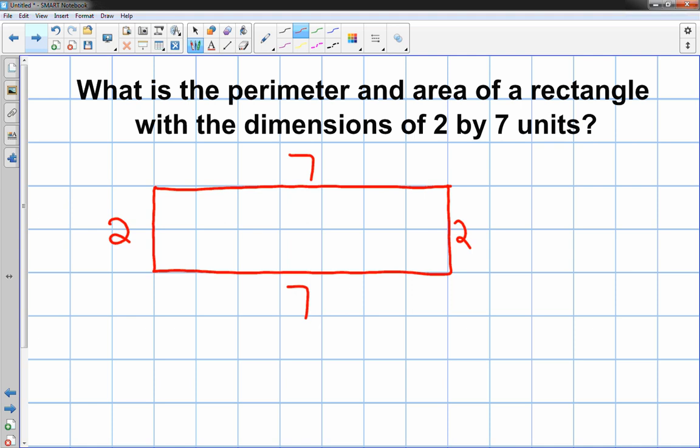And the first thing we're going to do is the perimeter. So write the letter P and add those up. I get, let's see, 14 plus 4. I get 18. And then whatever the units are, so we'll just put units for now. And we're going to put an A for area. And area is basically 2 times 7. It's 14. 14 units squared. There's 14 squares inside that rectangle.